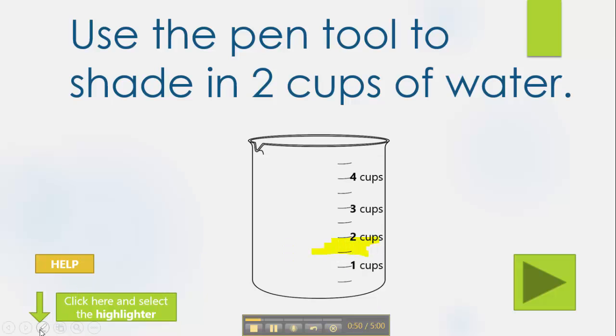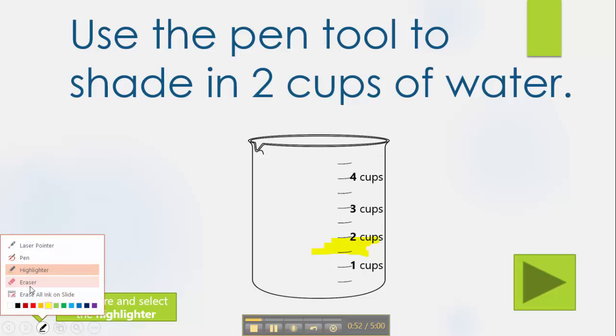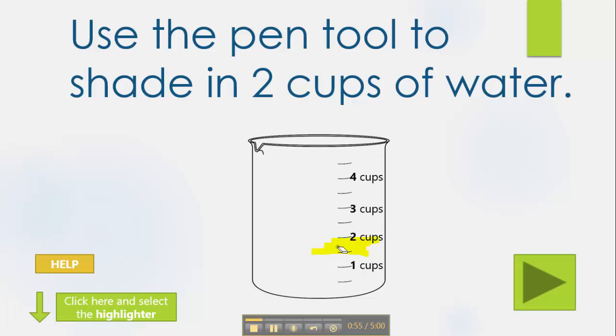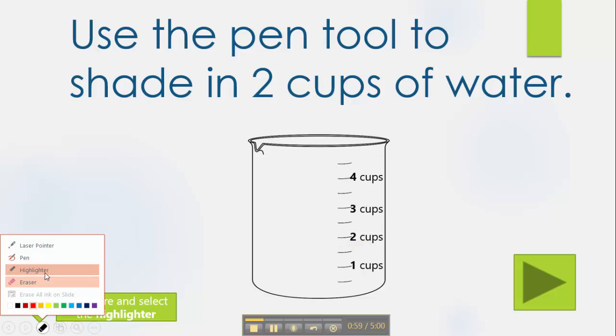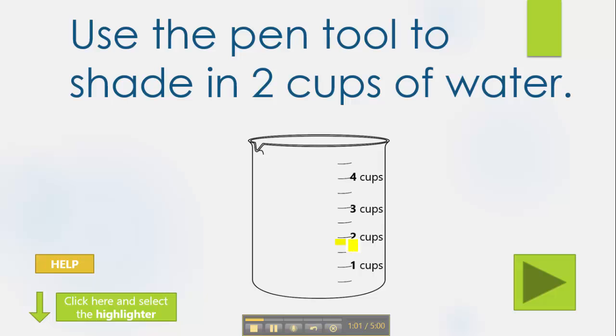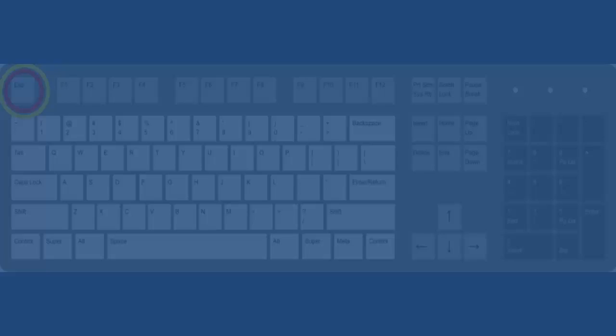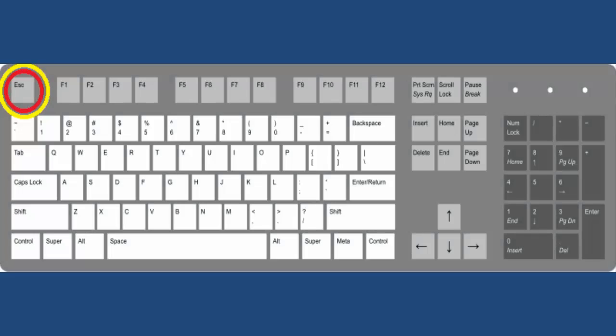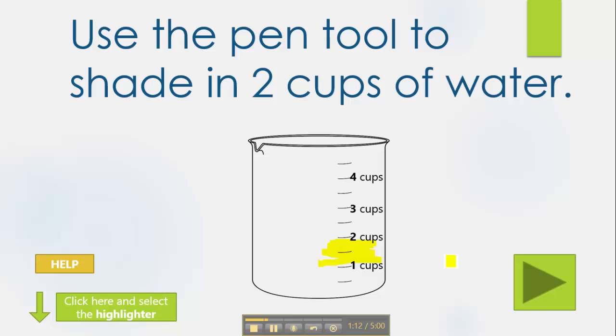If you make a mistake, go back to the pen tool. Select eraser, click on your shaded area, and then try again. Using the highlighter, shade right under 2 cups. And once you've done the coloring and shading, you can press the escape key on your keyboard, and it looks like this. Your mouse will appear, and you're ready to go to the next activity.